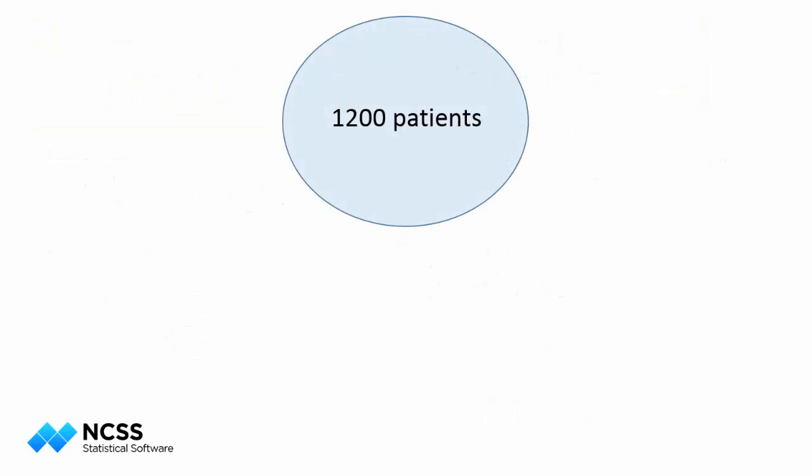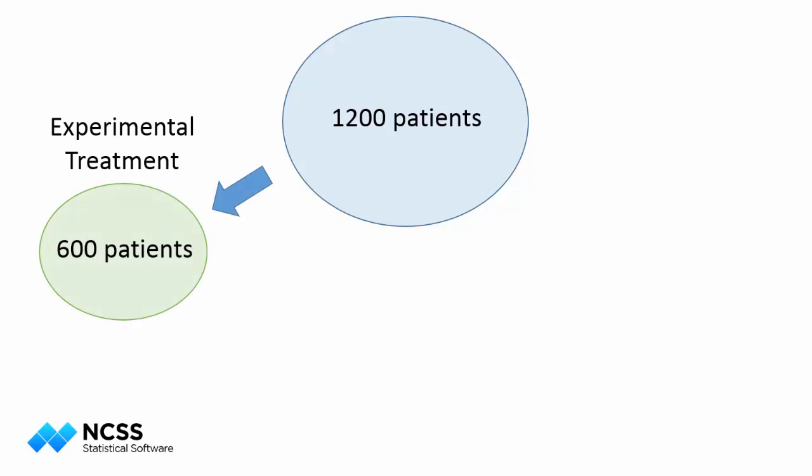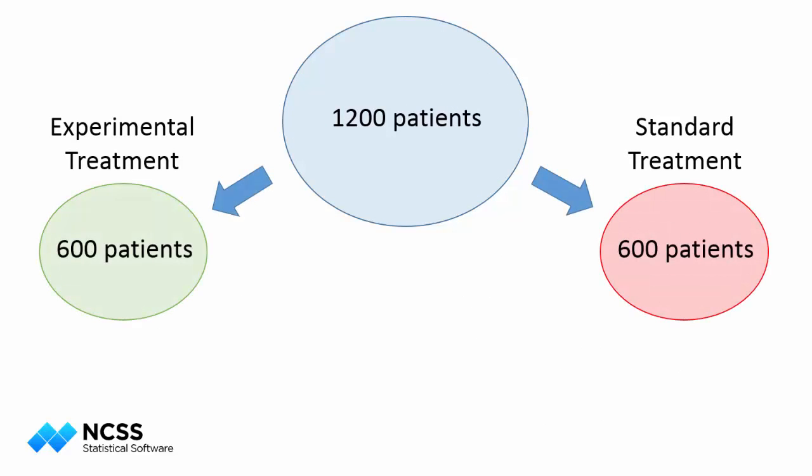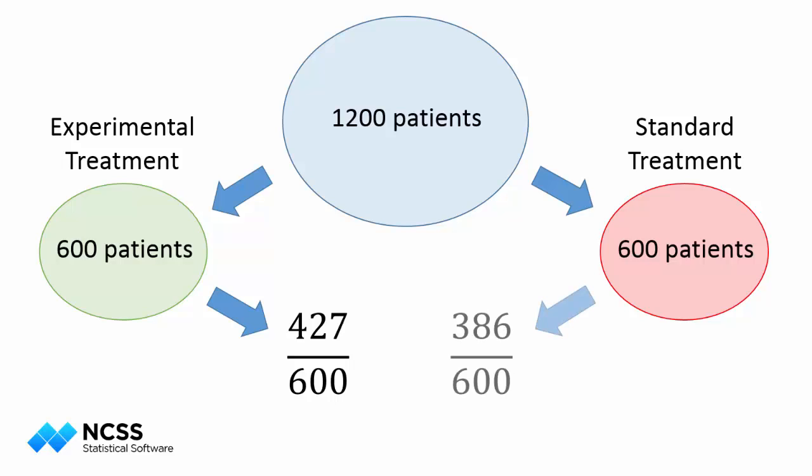Suppose 1,200 patients are assigned to an experimental treatment or a standard treatment such that there are 600 patients receiving each treatment. In the experimental treatment group, 427 of the 600 patients respond positively to the treatment, while in the standard treatment group, 386 respond positively.